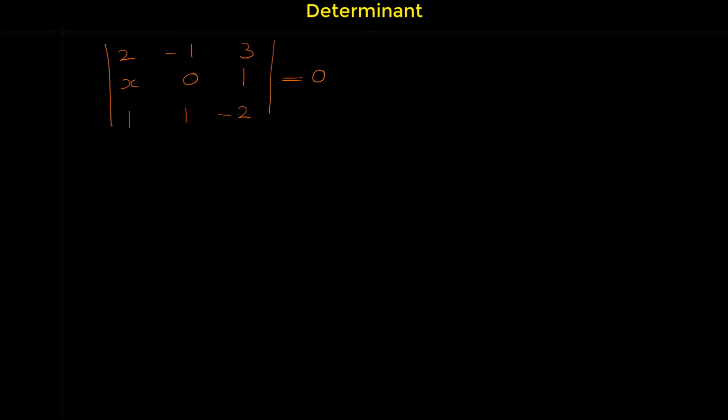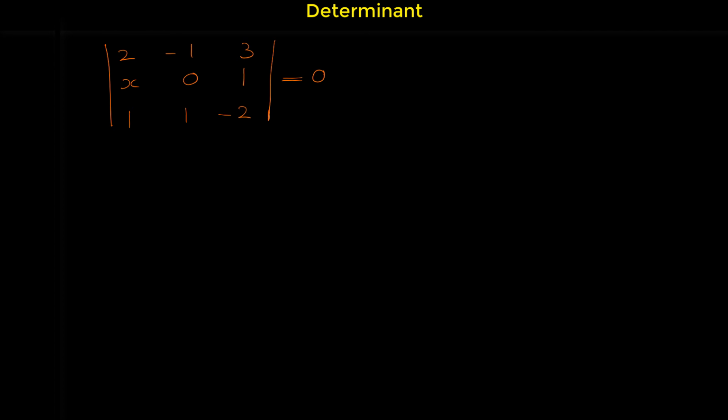Note that here we have a determinant because here we have vertical lines. This is not a matrix. This is the determinant of a matrix. And we want to find the value of x that makes this determinant equal 0.